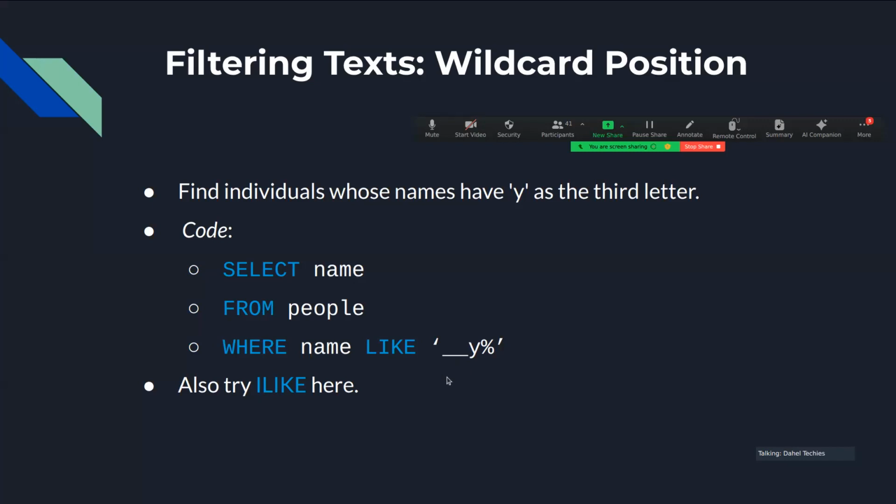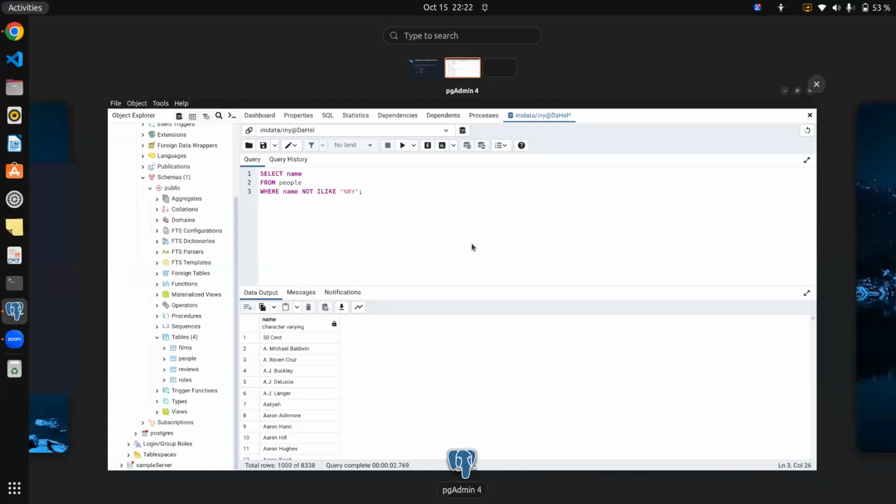So the first letter can be anything, so we use an underscore to represent it. Second letter can be anything, and then we now put in Y because that's what we are trying to find. We're trying to find the pattern where the name has Y as the third letter. And then we use the percentage sign at the end to show that you can have any number of characters after this. We don't care. We're just focusing on the first 3. We just want this third letter to be Y. Best way to see this is to actually do it.